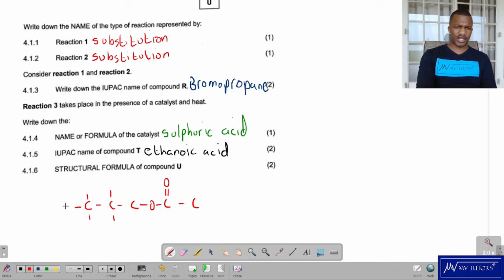Okay. So 1, 2, 3 there. We've got 2 H atoms there as well here. Got 2 there. That's fine. 1, 2, 3, 4, and then we've got 3 over here. There we go. That's the structural formula. Okay, let's go to the next question now.